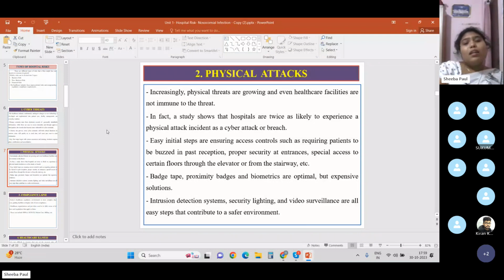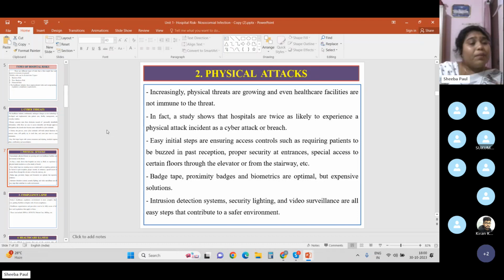And easy initial steps which can help to prevent these physical acts are proper security, a proper system to approach patients, a proper way of communication, and also attention to certain people who are very anxious or have some psychological or psychiatric disabilities. So a buzzing system should be there. Whenever there is a threat, the medical team can use that buzzer, so that security can come and help them out rather than letting any destruction happen.